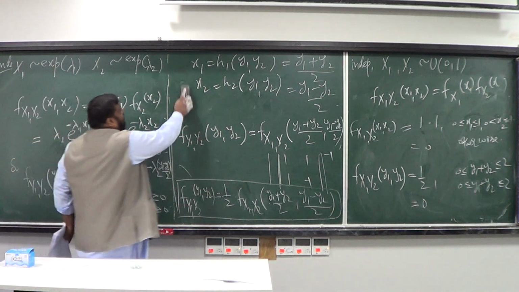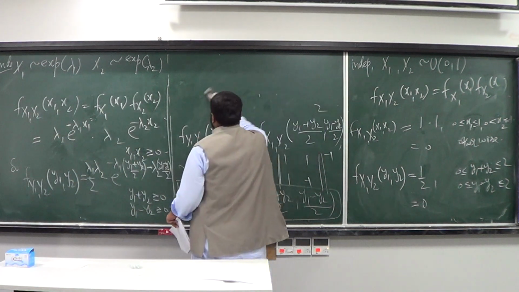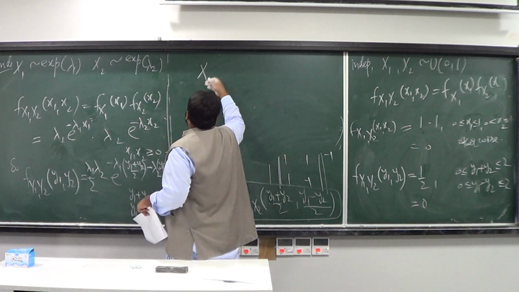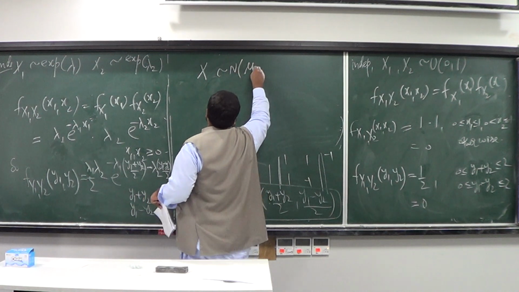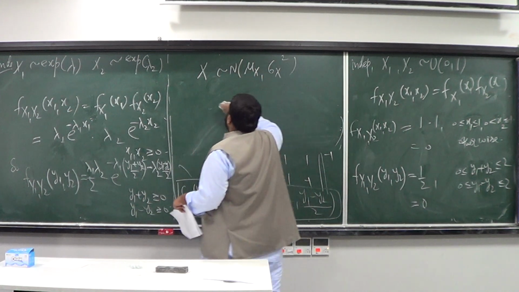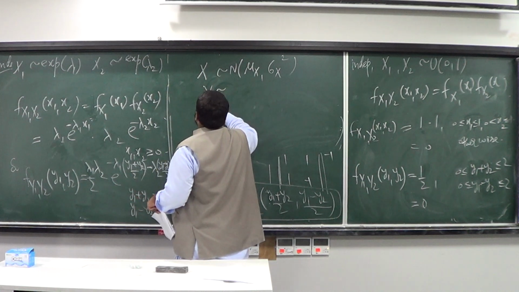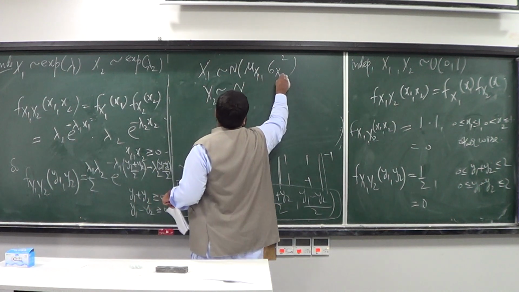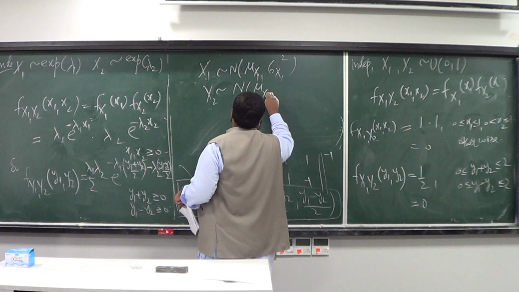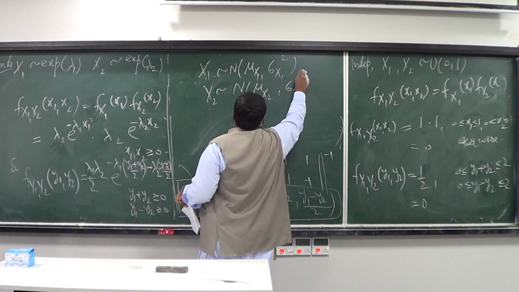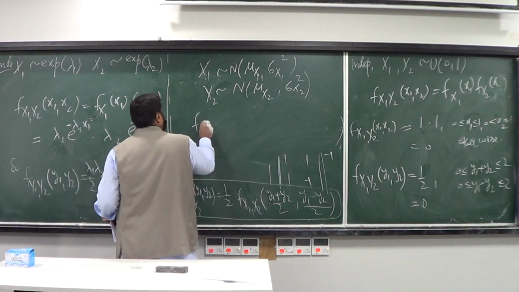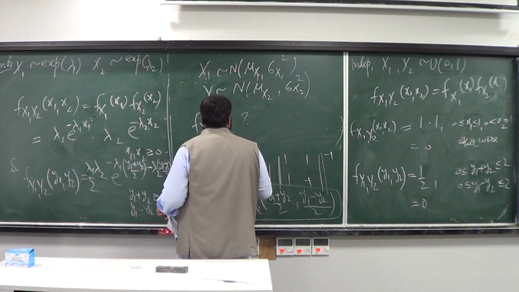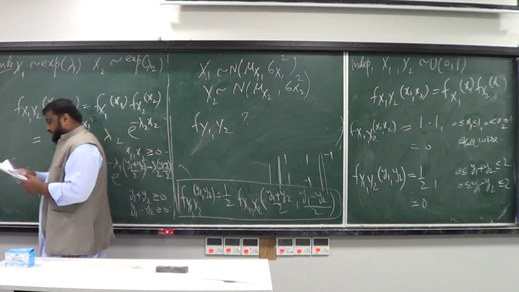One exercise for you is to do the same but for normally distributed random variables. So imagine you have two independent normally distributed random variables, x1 normally distributed with mean mu x1 and sigma x1 squared, and x2 normally distributed with mean mu x2 and sigma x2 squared, and your task is to compute the joint PDF of y1 and y2, where y1 and y2 are these actually.